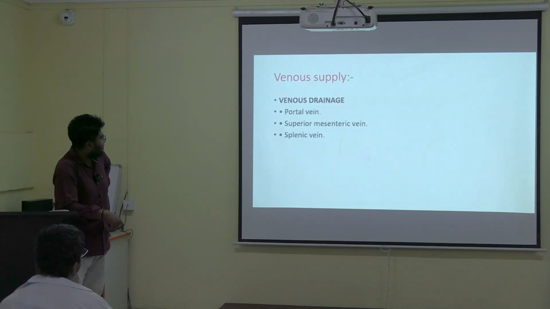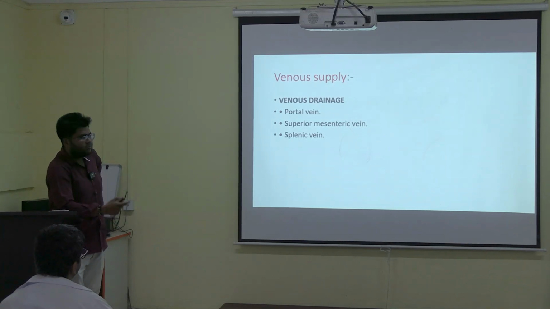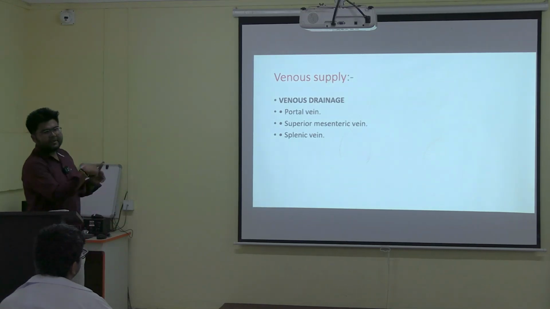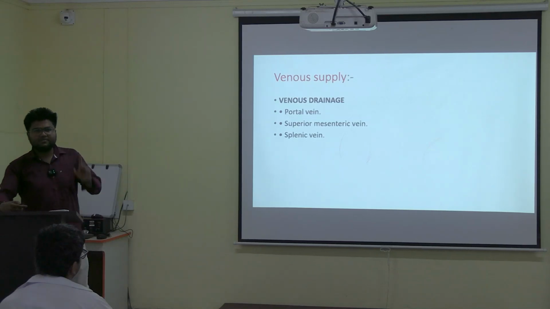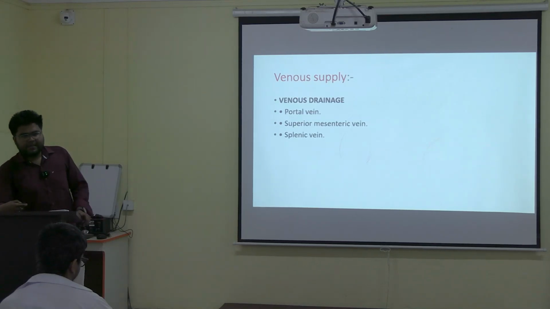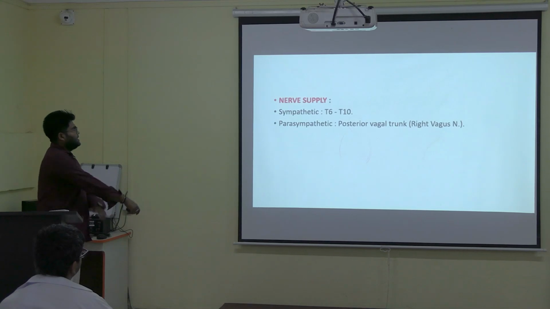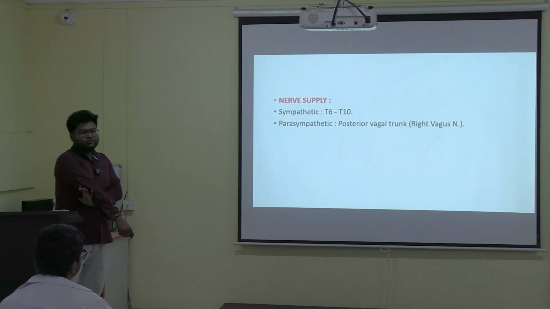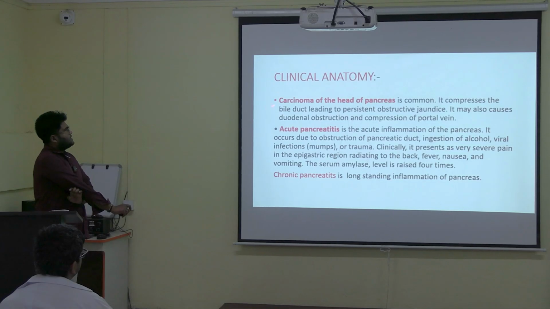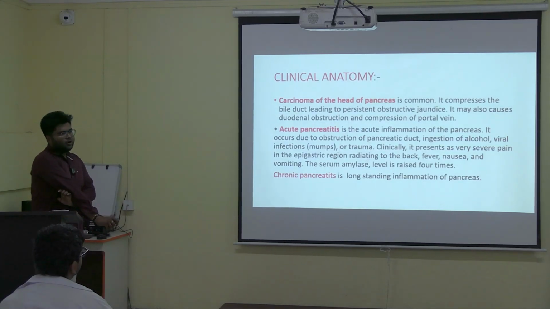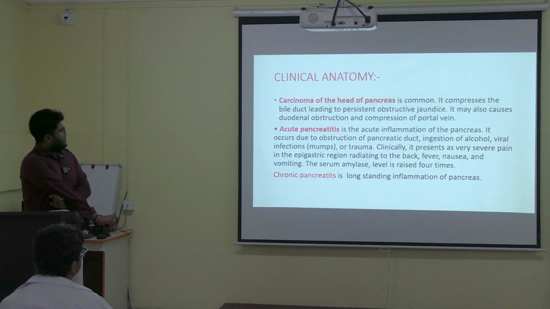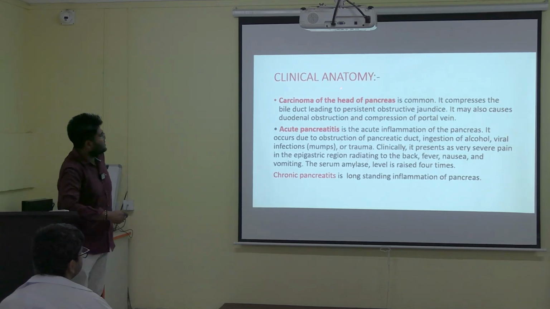Next, the venous drainage. This is the portal vein. How is the portal vein formed? By the splenic vein and the superior mesenteric vein together, behind the neck of the pancreas. Next, the nerve supply: posterior vagal trunk and T6 to T10. Carcinoma of the head of the pancreas is common because it compresses the bile duct, leading to persistent obstructive jaundice, because the head of the pancreas is closely related to the bile duct.